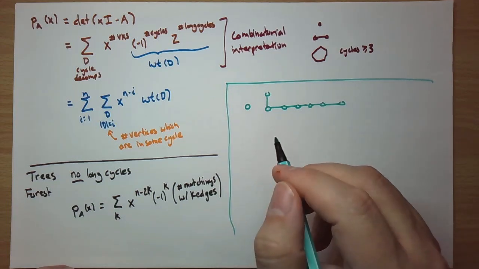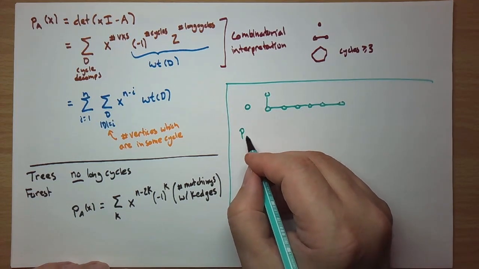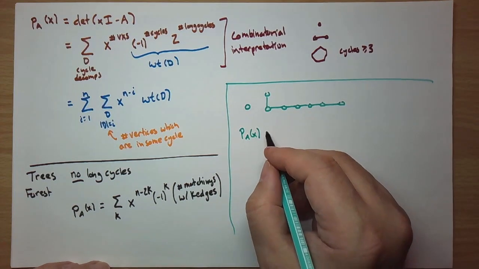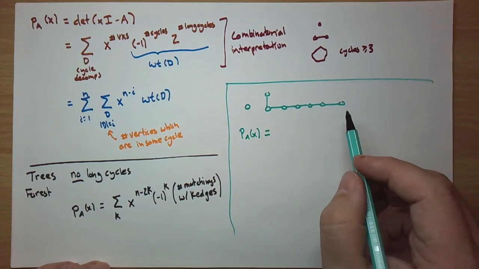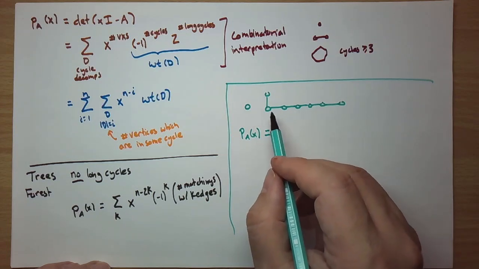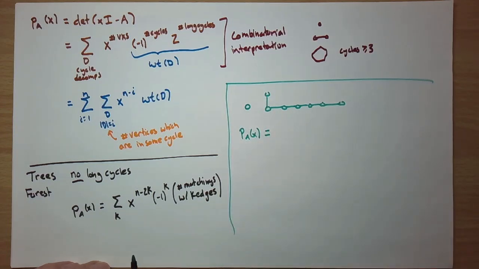All right, so let us find P_A of x. There are 1, 2, 3, 4, 5, 6, 7, 8 vertices here.